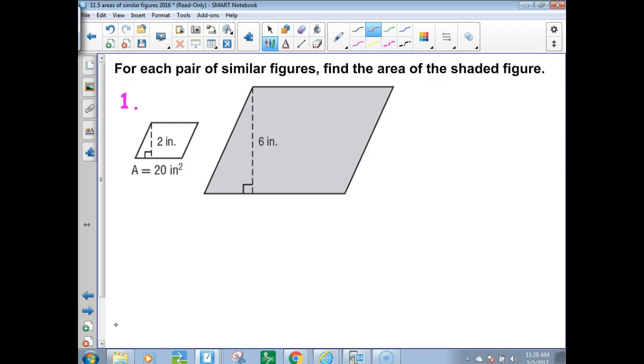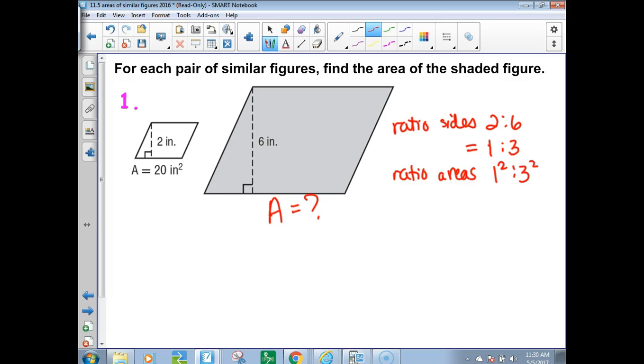For each pair of similar figures, find the area of the shaded figure. Okay, so we want the big area. So we're going to say, okay, the ratio of the sides is 2 to 6. 2 to 6 can reduce to 1 to 3. The ratio of the areas then is 1 squared to 3 squared, which is 1 to 9. We're trying to find an area, so we need to use the area ratio. So we write a proportion.